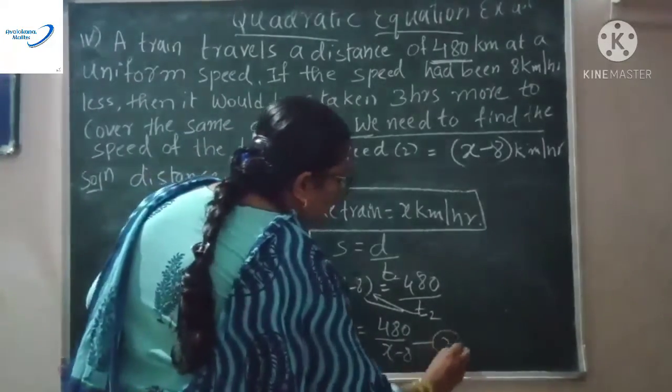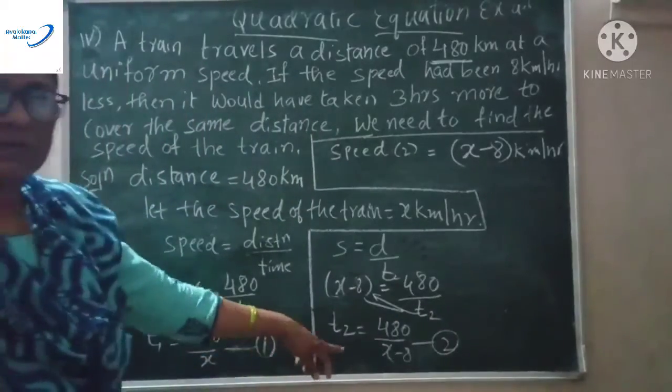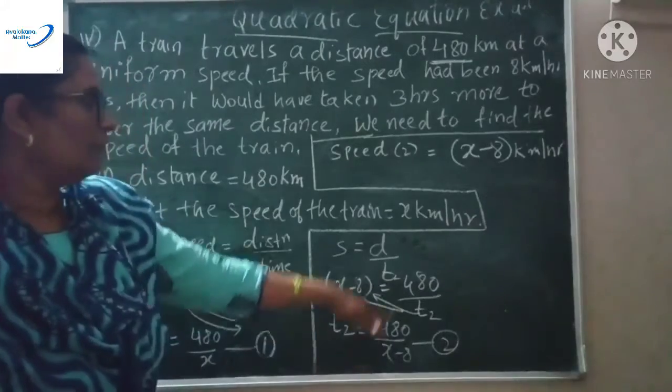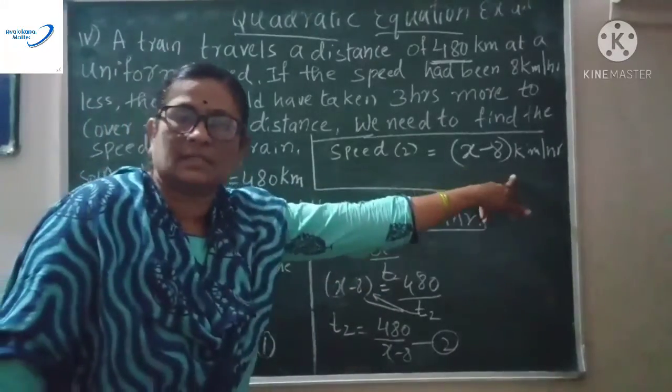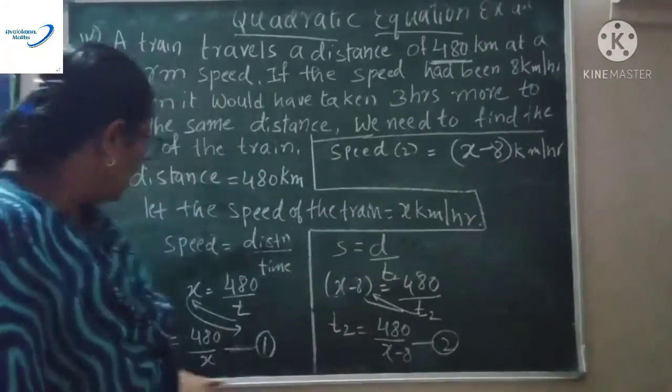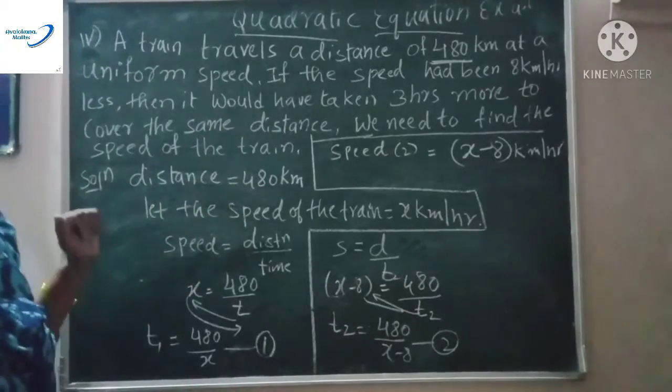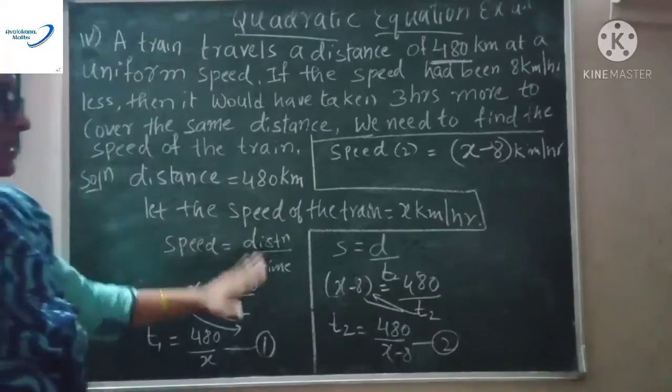This is the second equation. It gives you the time taken by the train when the speed is x minus 8 kilometer per hour. And this is the time taken when the speed is x kilometer per hour. Okay, this is the step.